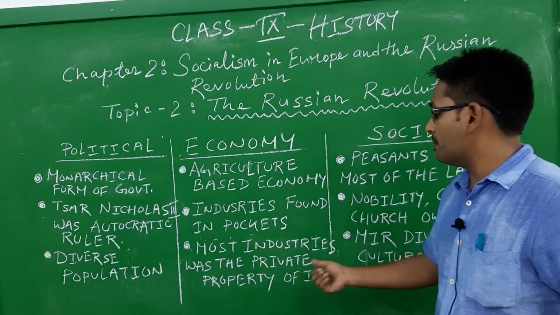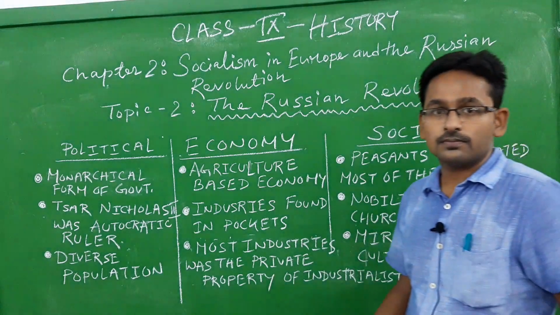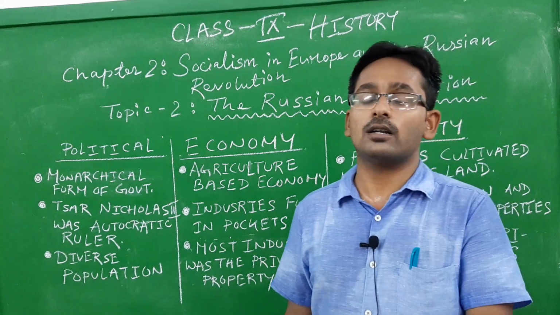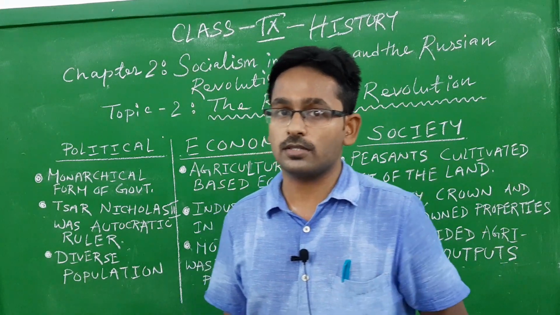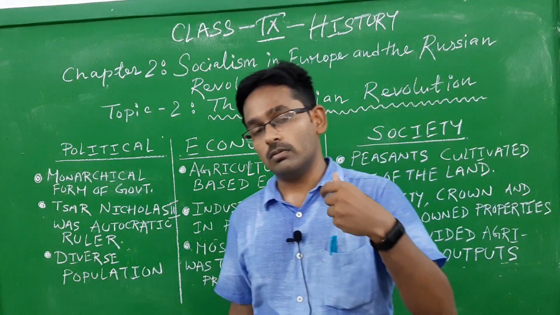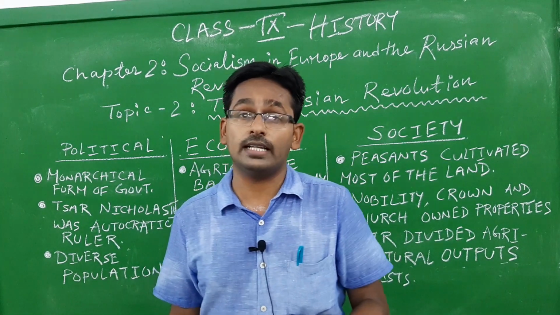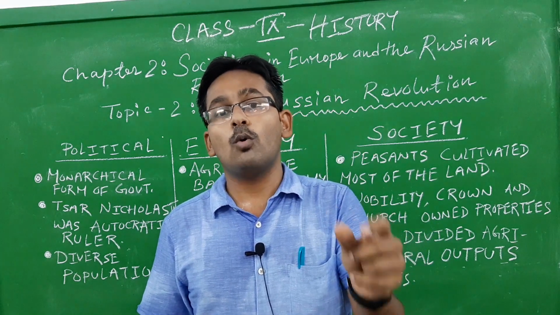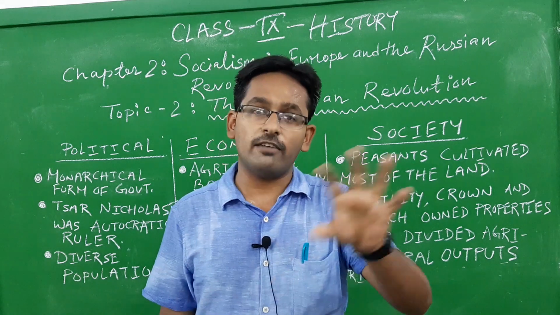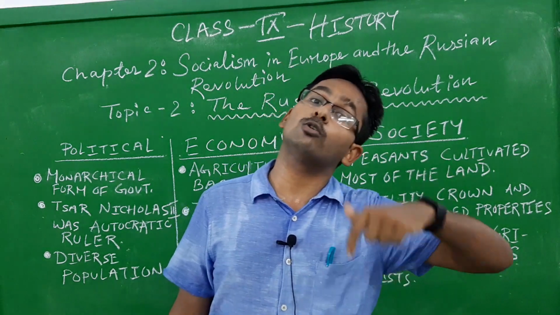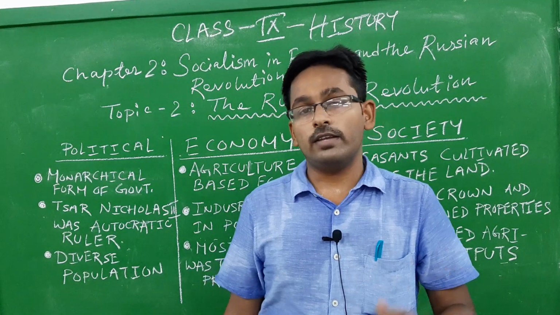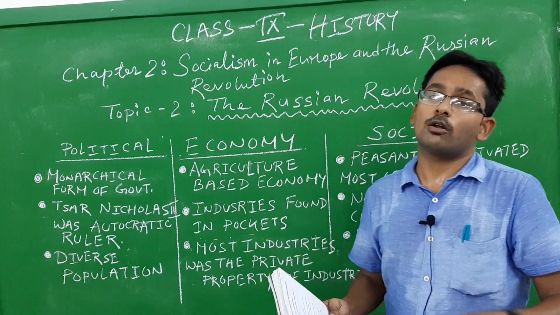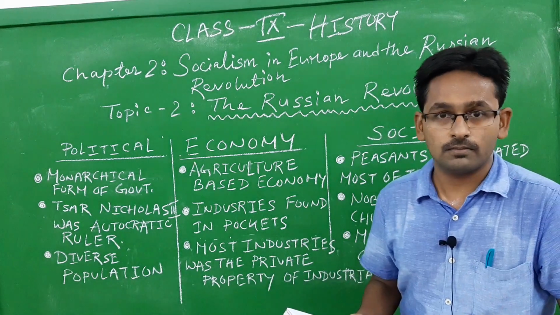Most industries were the private property of the industrialists. Obviously, industries were owned by private owners. The government was not the owner of these industries. And I think you learned from the last topic, about socialism, that when some of the property is owned by private enterprise or private owners, obviously they are thinking about their own profits, right? So in Russia also the private owners were thinking about their own profits, right?